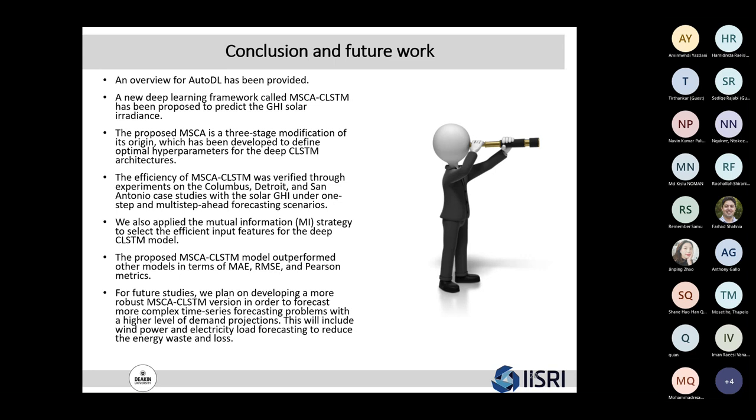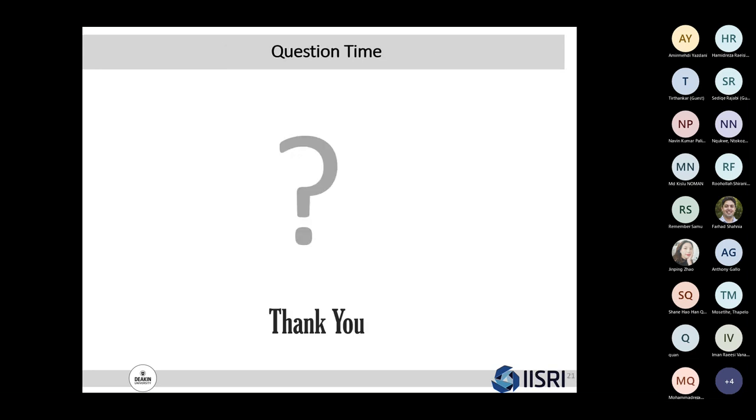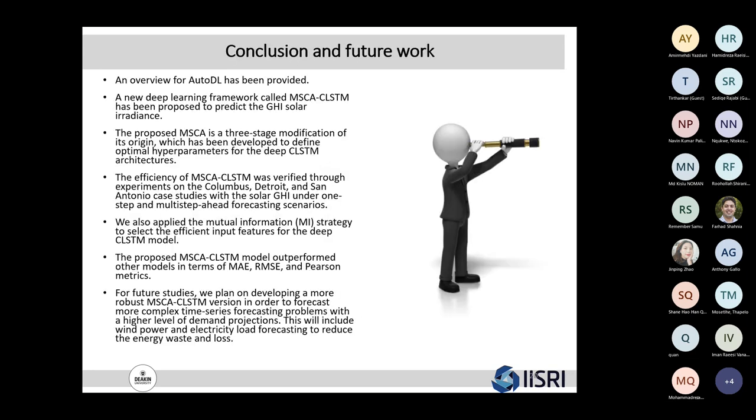For future studies, we have some plans to develop a more robust MSCA-CLSTM version in order to forecast more complex time series forecasting problems with a higher level of demand projection. This will include wind power, electricity load, and electricity price to reduce the energy waste and loss. If there are any questions here, I would be more than happy to answer.